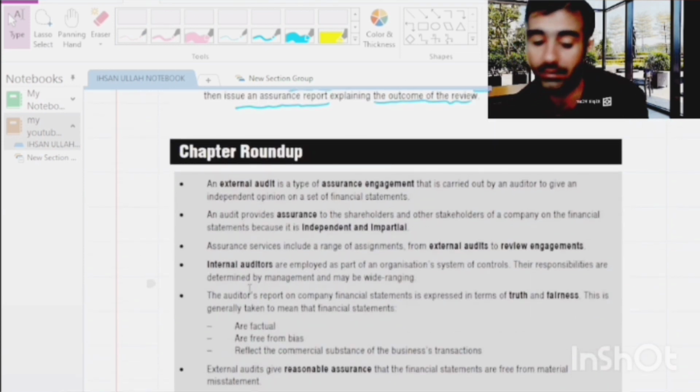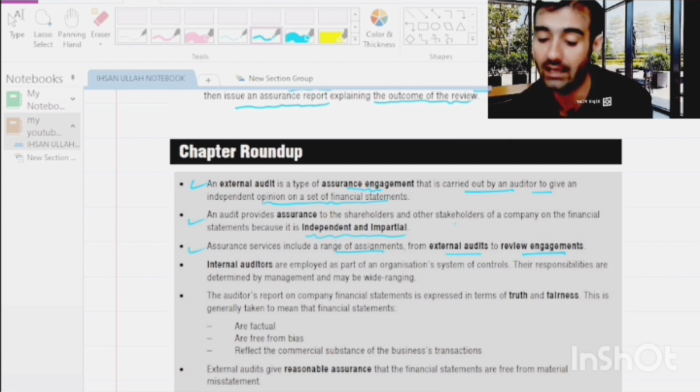Let's do a round up of the chapter. We have done the external audit. And what is external audit? I told you that it is a type of assurance engagement carried out by the auditor to give an independent opinion on a set of financial statements. The audit provides assurance to the shareholders and other stakeholders of the company because it is independent and impartial. Assurance services include a range of assignments from external audit to review engagement, and we have discussed the types of review engagement. Then internal auditors are an internal part of the organization's system of control, and their responsibilities are determined by management and may be wide-ranging.